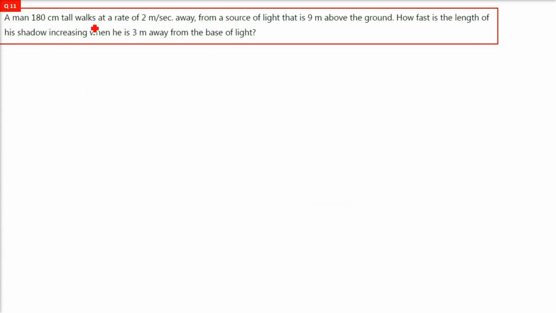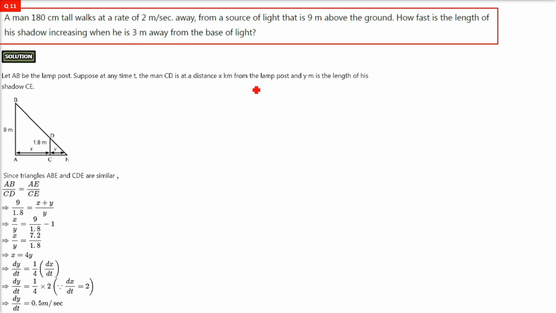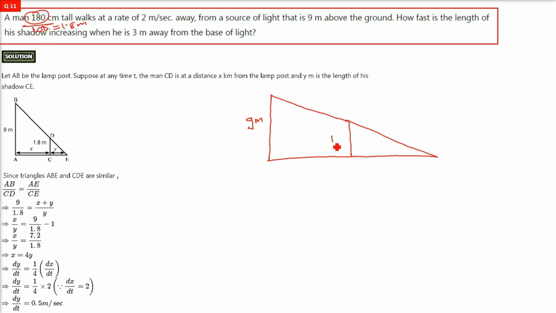A man 180 centimeter tall walks at a rate of 2 meter per second away from the source of light that is 9 meter above the ground. How fast is the length of his shadow increasing when he is 3 meter away from the base of light? Similar questions we have been doing. 9 meter is the height of the pole, the source of light. 180 centimeter divided by 100 gives the height of the man in meter, which is 1.8 meter. So similar triangle again, 9 by 1.8 is equal to (x plus y) divided by y.